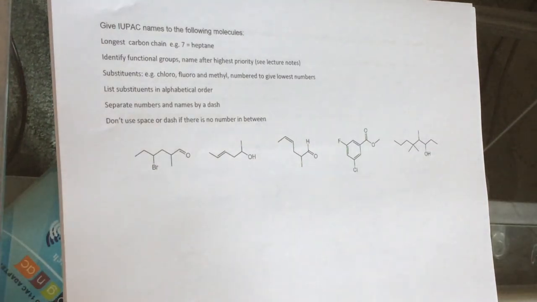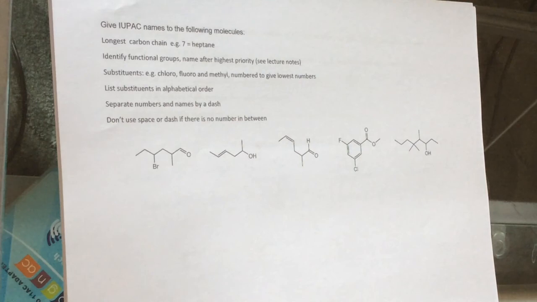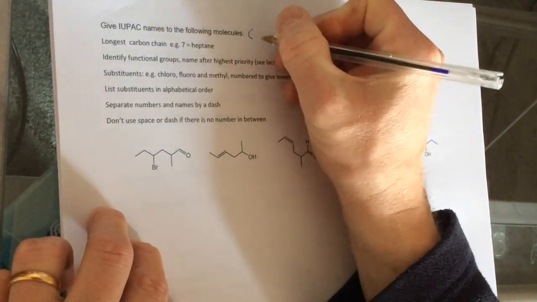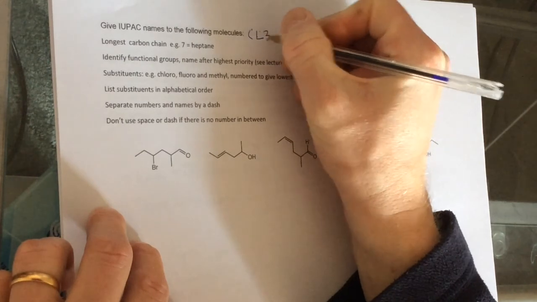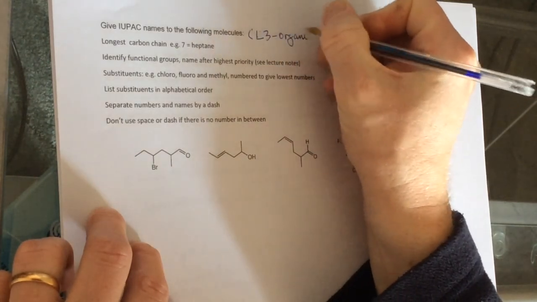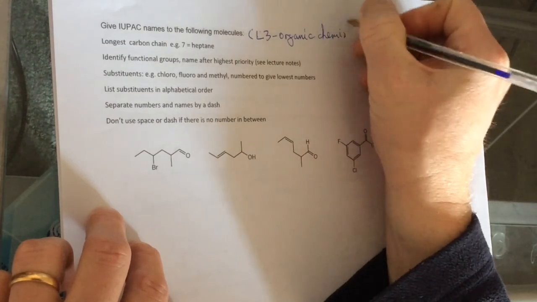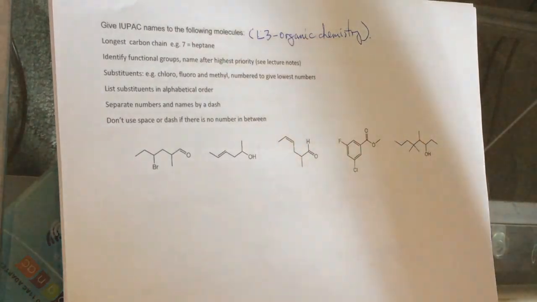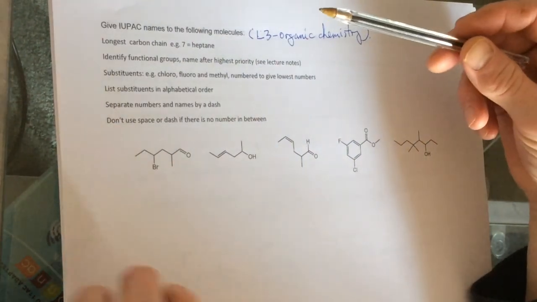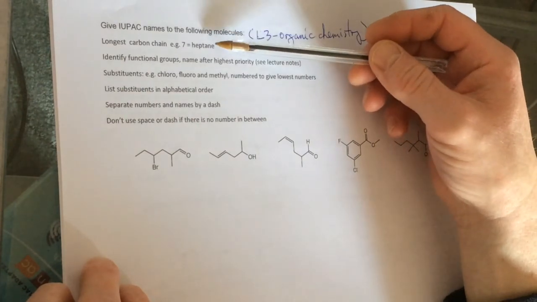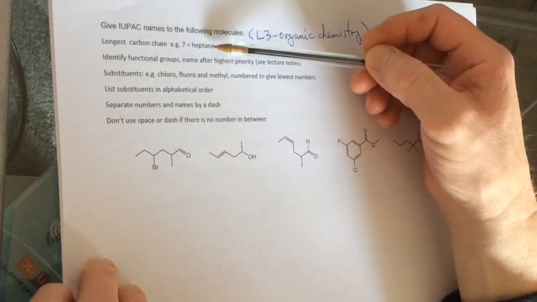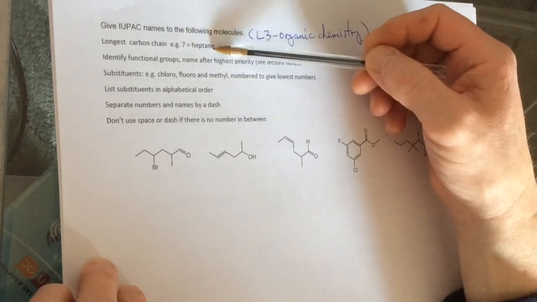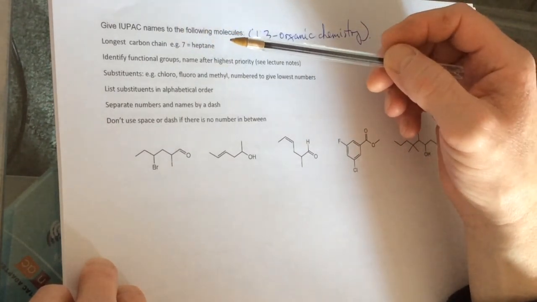So as part of the organic chemistry lecture course, there was a section on nomenclature. So you'll find this in lecture L3, organic chemistry. So in nomenclature, there are a few guidelines to go through. Firstly, identify the longest carbon chain. So if it's obviously C7, it would be heptane. If it's C6, it would be hexane, etc.